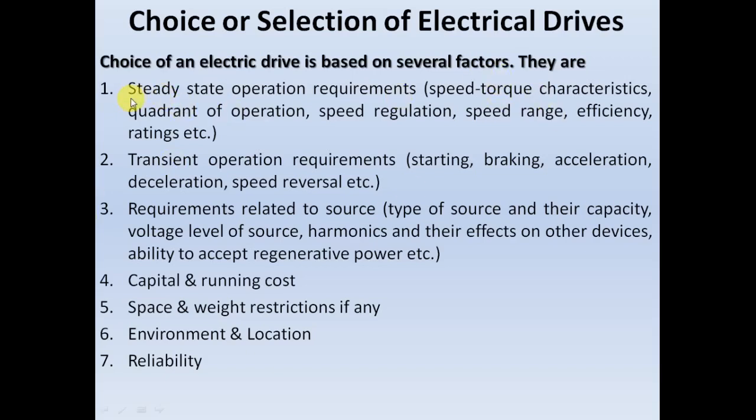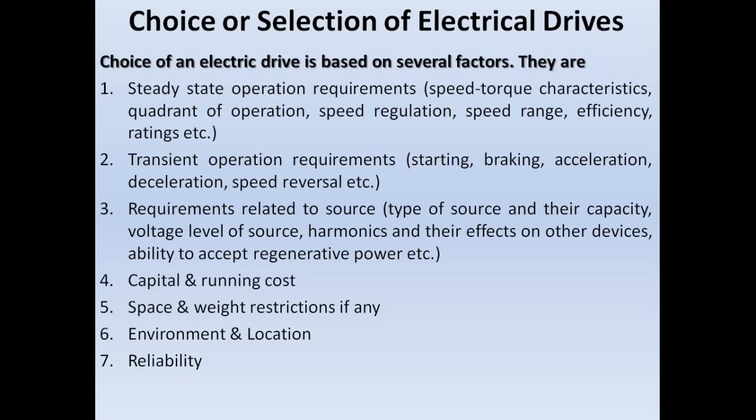The first factor which is taken into consideration is the steady state operation requirements. The second factor is transient operation requirements. Transient operation means when the motor is in starting condition, in braking condition, or in the case of speed reversal. Such cases come under transient operation conditions. Steady state operation requirements concern the smooth running of the motor. The factors which come into consideration are the speed torque characteristics and the quadrant of operation. Speed regulation, which you have already studied, their efficiency, etc. The next major factor depends upon the type of source, the electric source which is available there.